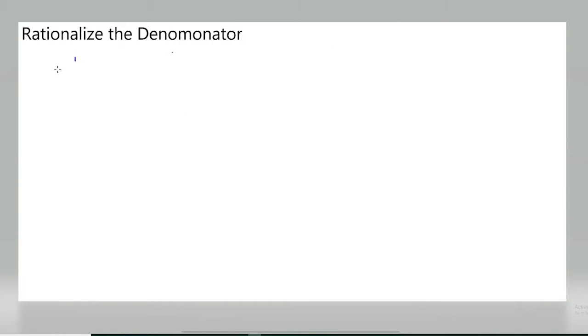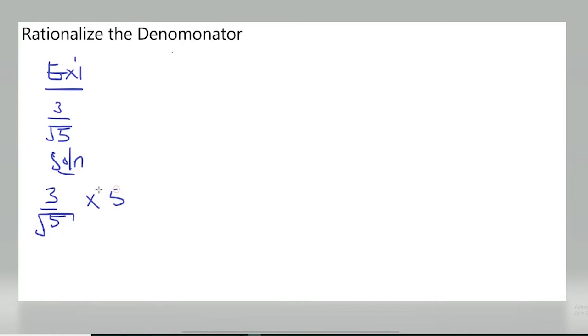Now example number 1. We can be given this question, maybe 3 over root 5. Now rationalize the denominator. Solution: this will be equal to 3 over root 5, then times the same number, root 5 over root 5.